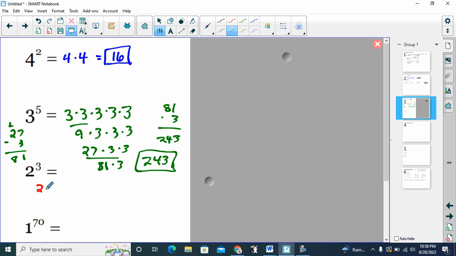2 to the third would be 2 times 2 times 2. 2 times 2 is 4. Times 2 again is 8. 1 to the 70th power. I'm probably not going to write them all out. But if we multiply 1 by itself a whole bunch of times, 1 times 1 times 1 times 1, anytime you multiply 1 times itself, you just get 1 back. So if I multiply 1 by itself 70 times, I'm just left with 1.